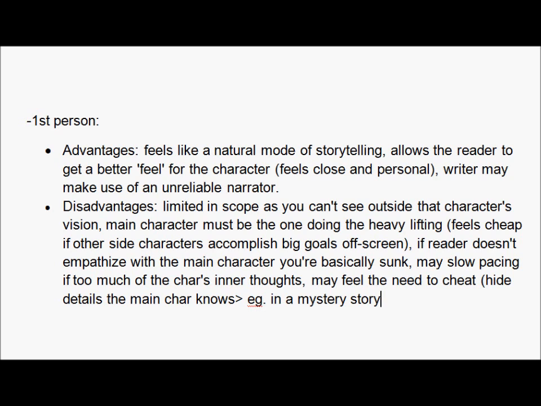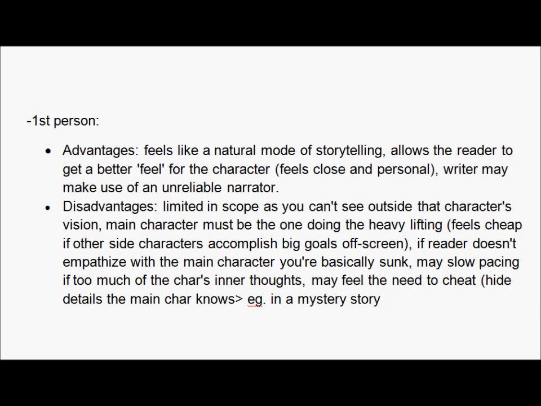So we get to see his thoughts, we get to see his reactions, we get to feel everything he or she feels. The writer may also be able to make use of an unreliable narrator. Let's say your main character has a prejudice against some other character. That character might come in and say, "Hey, how's it going?" And then your main character thinks, "What a jerk."